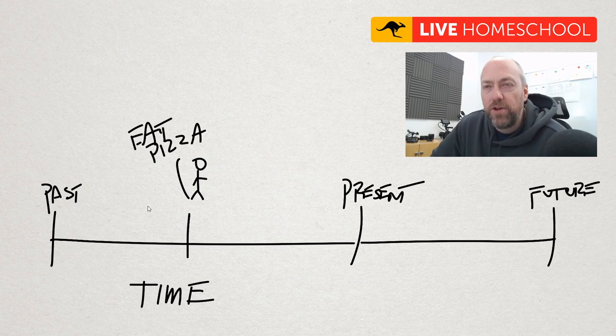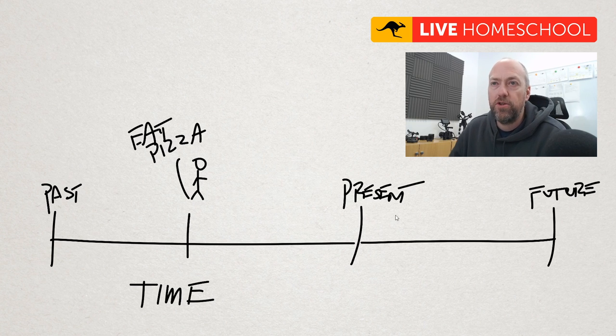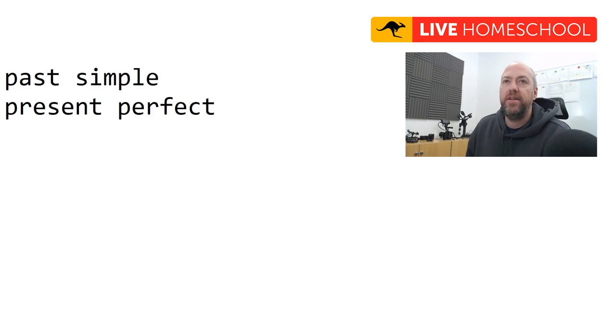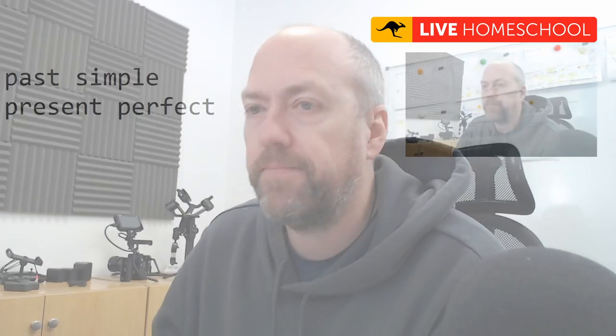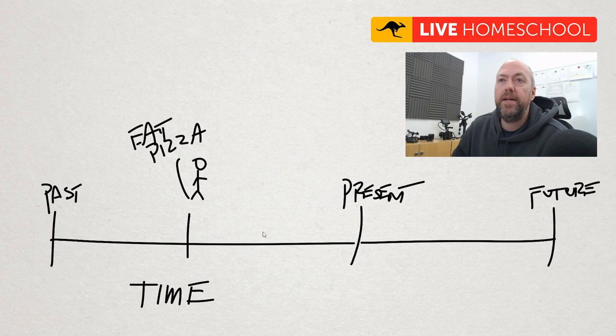So the question is, to talk about this event, which one is correct? Past simple or present perfect? Well, the important thing to realize is that there's no such thing as correct or incorrect. Choosing a verbal tense is about psychology, about perspective, right? So what's the difference?